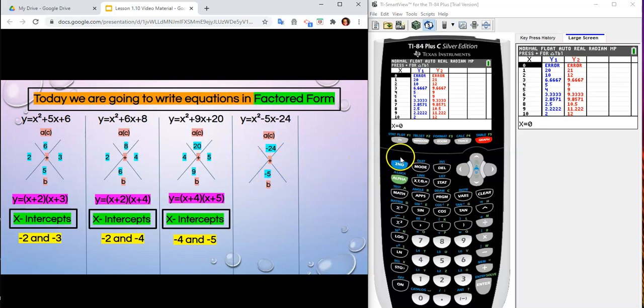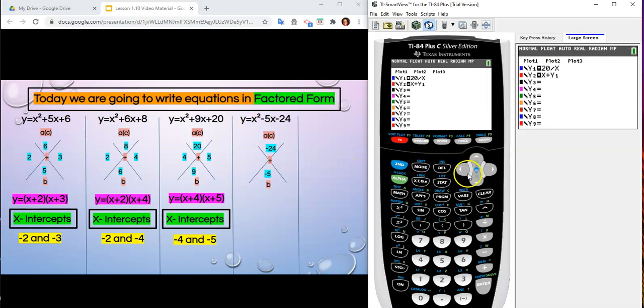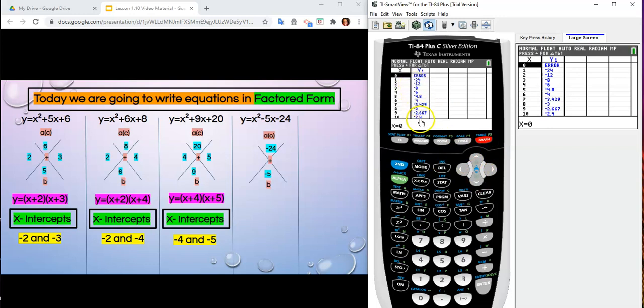Okay, so first, I have to find my factors of this negative 24. So I'm going to go back, and since I'm looking for factors of negative 24, I'm going to put negative 24 divided by x, like I always do. And I go to the second table, and here are all my factors. But I want them to be added together for me.